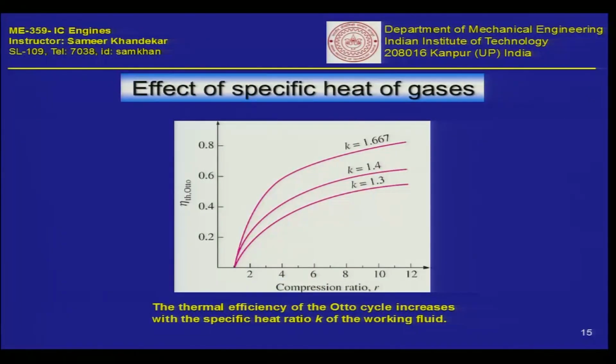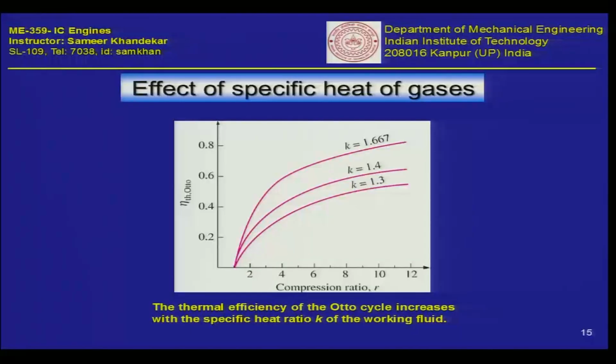Now one more aspect which we should cover is the effect of the index of compression, which is K. Typically for an ideal gas it is 1.4, but I have shown here two graphs wherein you see that the thermal efficiency of the Otto cycle increases with the specific heat ratio K of the working fluid, that is, K is Cp divided by Cv, as you all know. So if Cp by Cv changes... in an ideal situation, if you are just taking air as the medium, then K is not going to change.